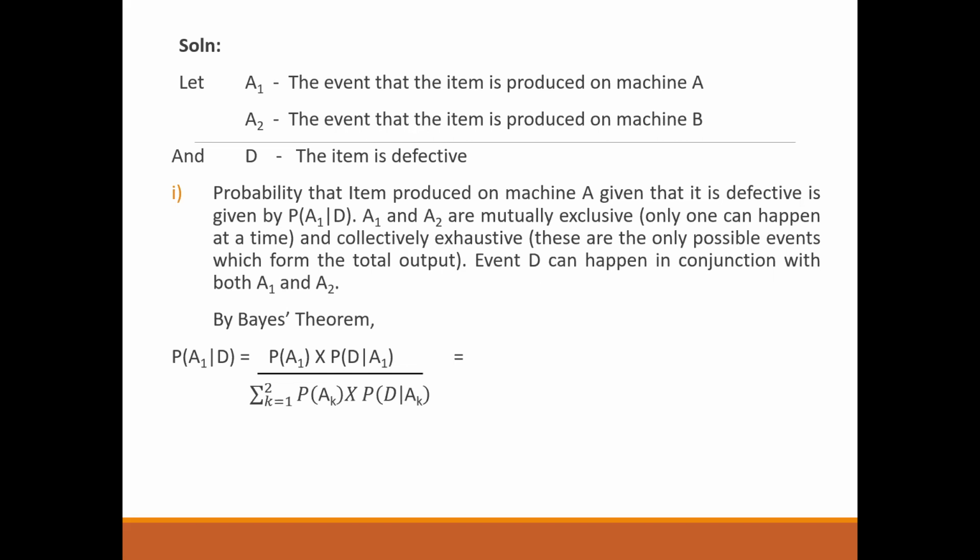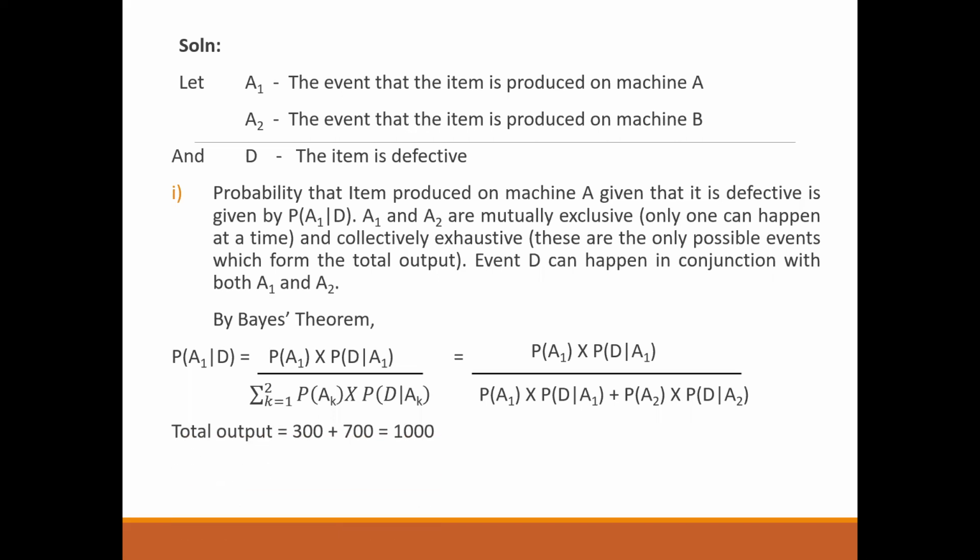And if I expand this further, this is for machine A1, we are doing it. We can write it like this, expanding the denominator. Agreed with this formula? Now, what is P(A1)? As I told you, the probability that the item is produced on machine A. That will be 300 divided by 1000. Total is, as I told you, 1000.